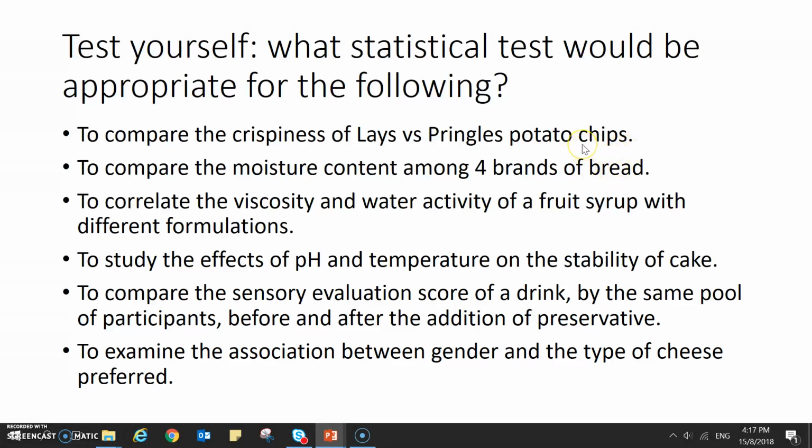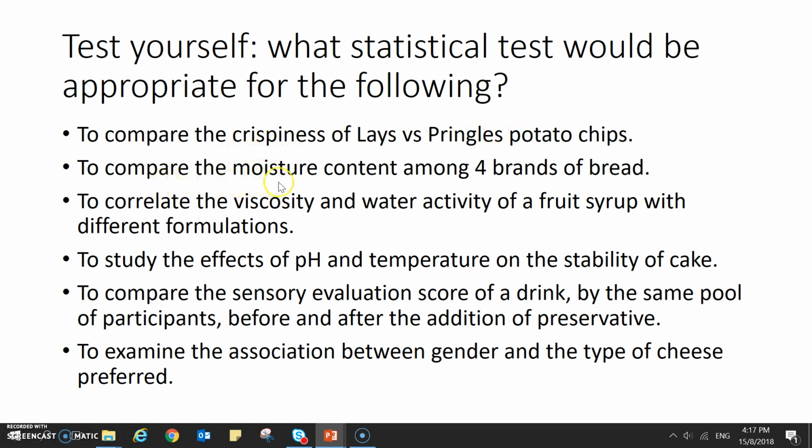You will use the two-sample t-test. In this case, the dependent variable that is being measured is the crispiness. The independent variable is the type of potato chips. Since you are comparing two different samples, you will use the two-sample t-test since they are independent from each other.